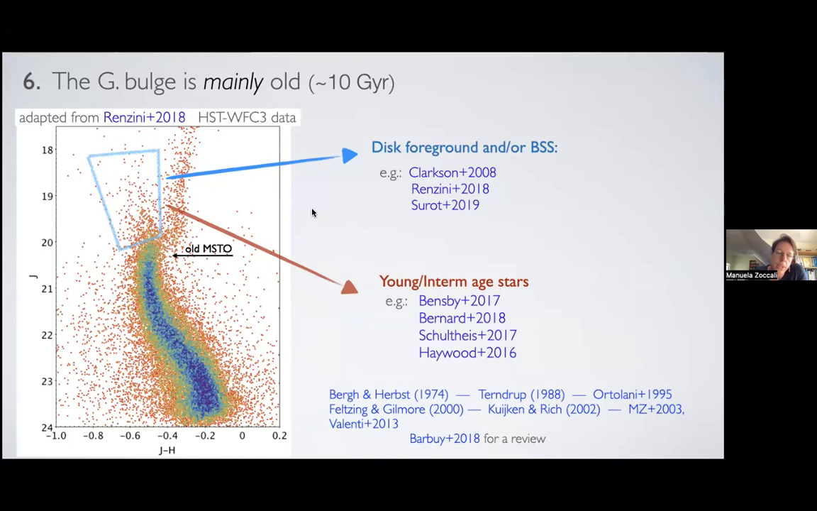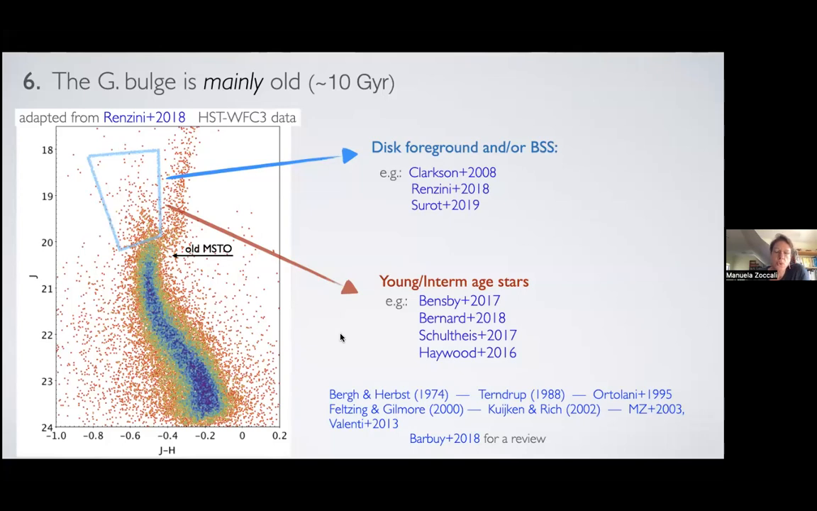And so the community is divided into groups. Some of us, including myself, think that these stars are residual from a non-perfect disk foreground decontamination and or a few blue straggler stars. Some other people think that these stars are genuine young or intermediate age stars. Of course, we all have arguments to sustain our preference. And because the arguments are pretty respectful and strong in both cases, we do not reach an agreement yet.